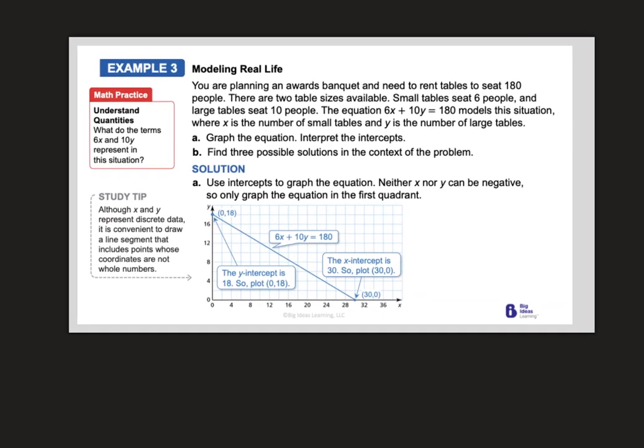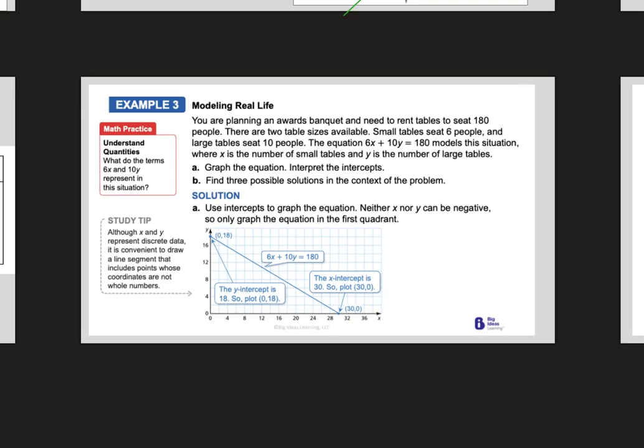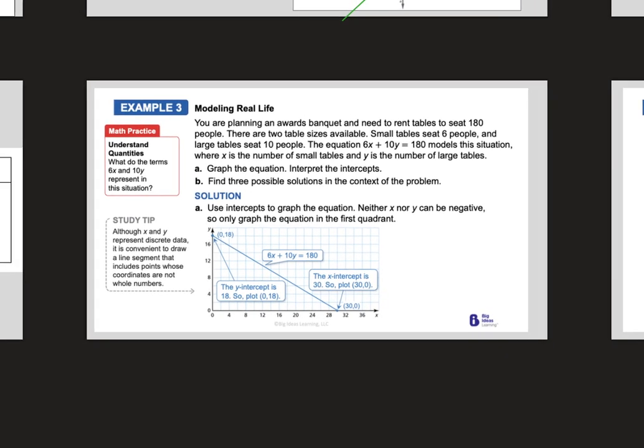All right, now the real world problem, which I kind of sped through in class, but here's the idea. You're planning an award banquet and need to rent tables to seat 180 people. Well, maybe you're writing this equation. I want a total of 180. This is a word problem strategy. You have a total, you write equals that total, yeah? There are 2 table sizes available. Small tables seat 6 people, so let's call it 6x. And then large tables seat 10 people, plus 10y. You don't know how many of these tables you're going to want.